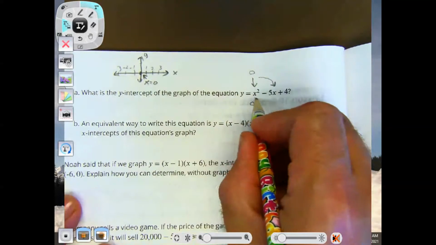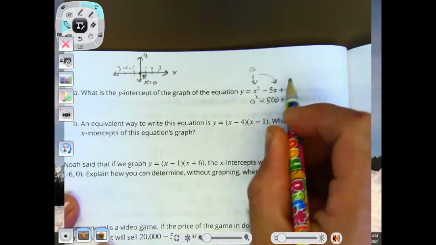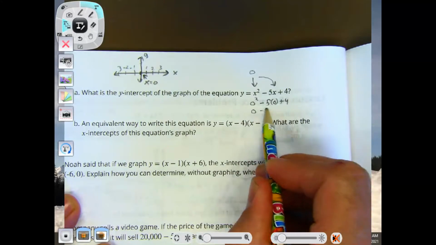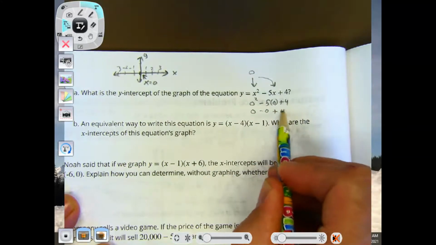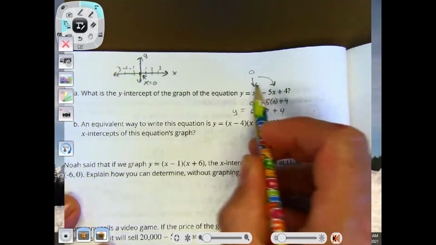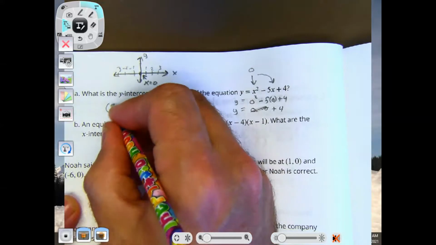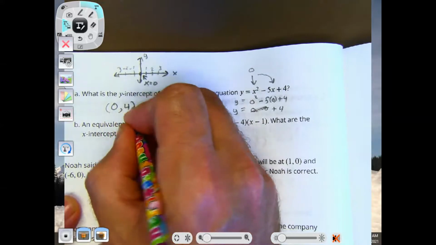So 0 squared minus 5 times 0 plus 4. Well, this just becomes 0 minus 0 plus 4. Okay, so these cross out and I get y equals plus 4. So my y-intercept is at 0, 4. So in other words, it's up here at 4.